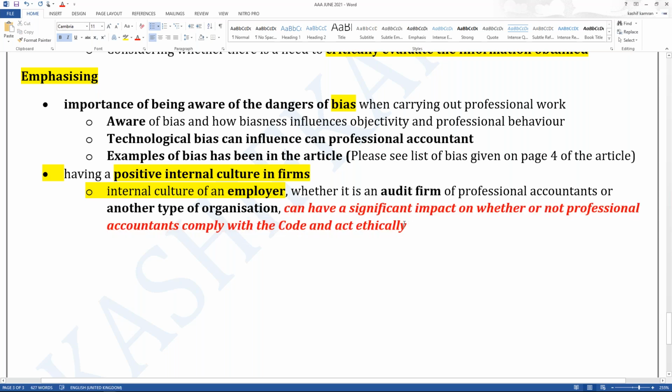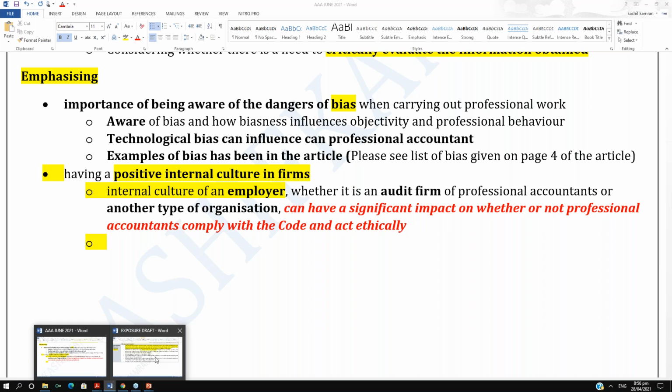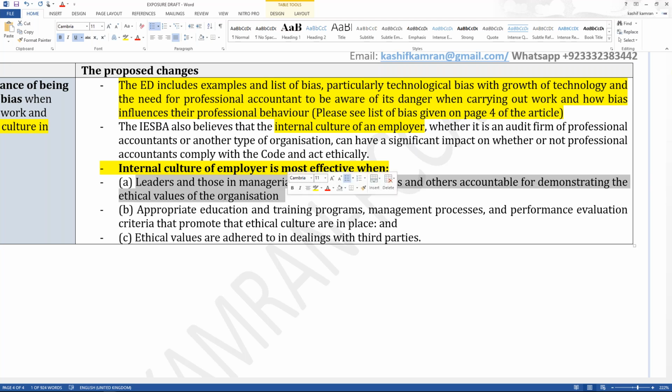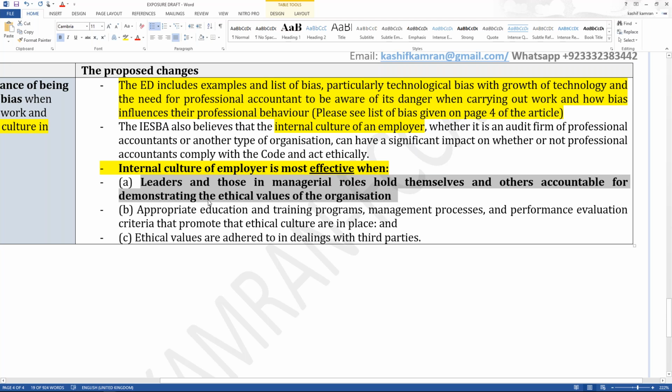Let's see what the definition of culture used by the code of conduct is. Let's see the definition of culture. You go back to the summary and look at the culture. Internal culture of an employer is most effective when, is the internal culture of an employer effective? So the internal culture of an employer is most effective when leaders and those in managerial roles hold themselves and others accountable for demonstrating the ethical values of the organization. Is that important? The leaders of the organizations and the people in managerial roles hold themselves and others accountable for demonstrating the ethical values in the organization, right?